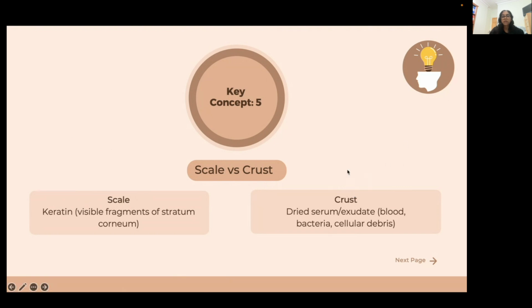Whereas crust is dried secretions or dried serum or exudate. So it could be blood, it could be bacteria, it could be cellular debris. So it could be yellow in color. It could also be more red or brown in color. So it depends what that dried exudate is that's giving it the color.